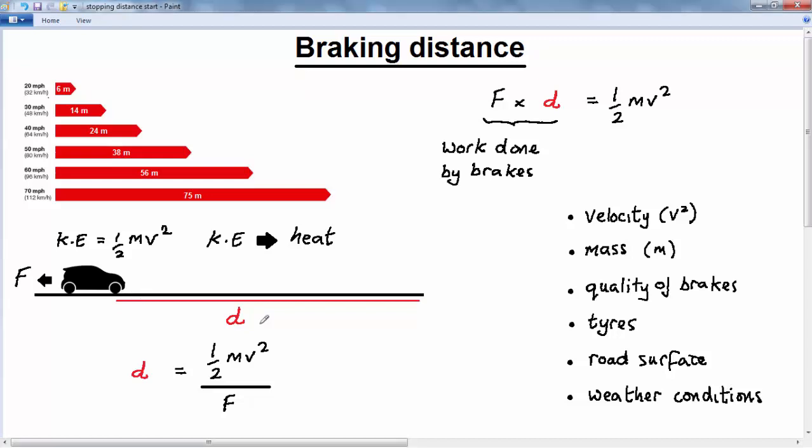So those are the factors which affect the braking distance. And in the next lesson, what we'll look at is the factors that affect the thinking distance.